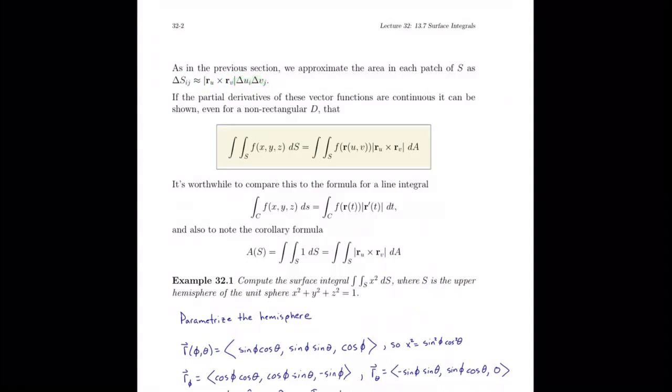So with this in hand, when we take the limit as the number of these subpatches goes to infinity and as their dimensions go to 0, delta u and delta v become du and dv, and du dv is really just dA.